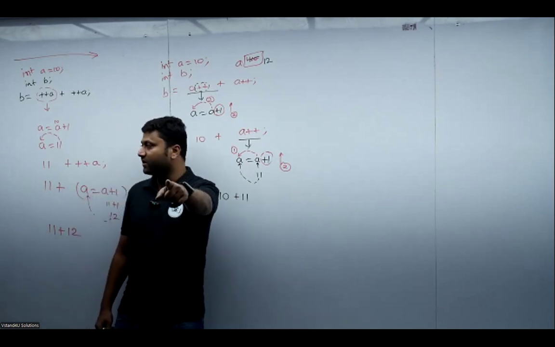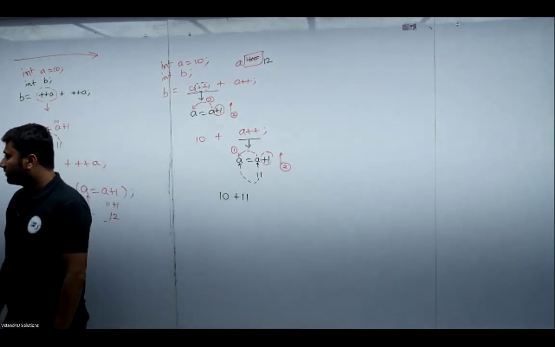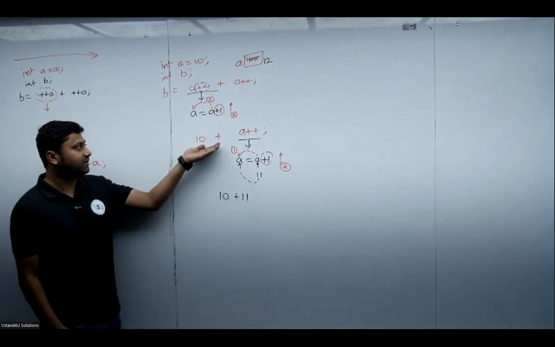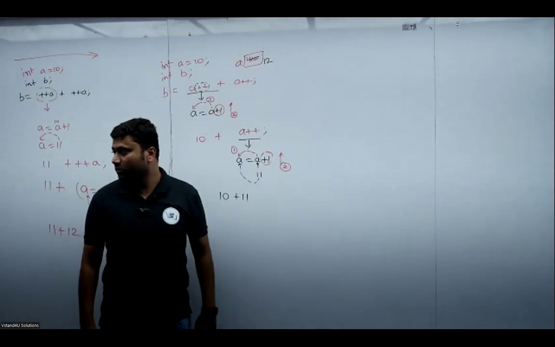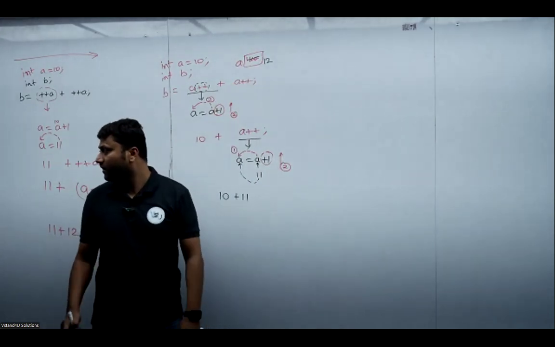Online folks, everybody clear? The first half of the equation is this one. Why are we using 10 and how come a became 11, although we are using 10? Everybody clear? Faster.